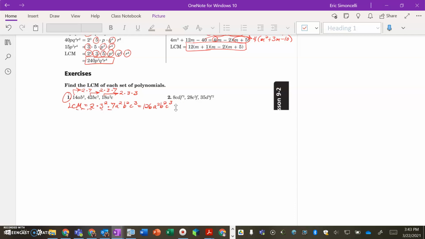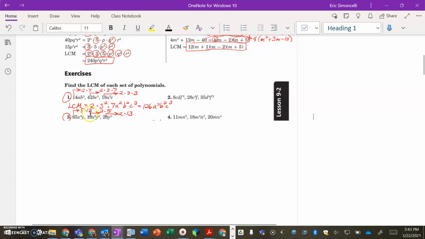Let's take a look at number 3. Number 3, as you can already see again, we've broken down 5 times 13, which of course is 65.